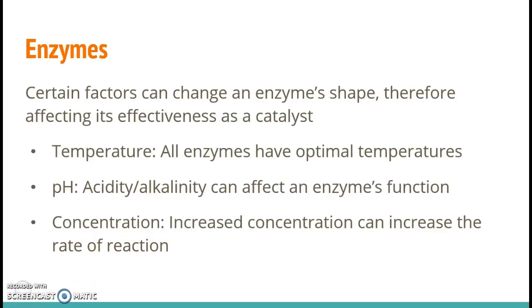Some of the factors that can impact an enzyme shape are temperature, pH, and concentration. All enzymes have optimal temperatures. If an enzyme is in an environment that's too cold, molecules move too slowly, and the enzyme is not very likely to bump into its substrate. On the other hand, if a temperature is too high, it can actually break some of the bonds and cause the protein to misfold. Again, if its active site is not the right shape, it probably won't fit the right substrate.